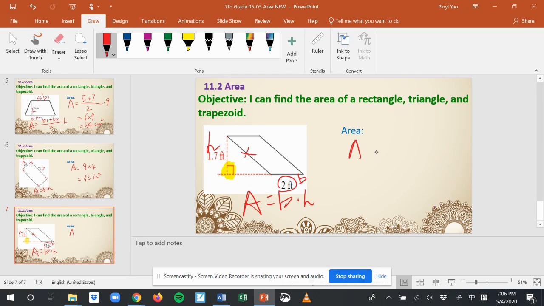So to calculate area, that is going to be 2 times 7, which is 3.14. Don't forget a unit, which is feet squared. And that is everything for area.